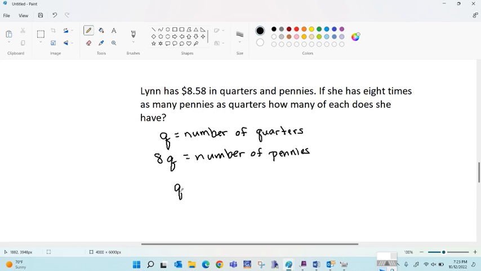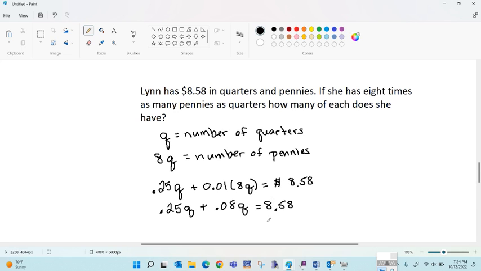Together, she has the value of how much money is in quarters, so that will be 0.25 times the number of quarters, plus 0.01 times the number of pennies. And altogether, that's $8.58. Okay, so let's simplify this a little bit. 0.25Q plus 0.08Q equals $8.58.